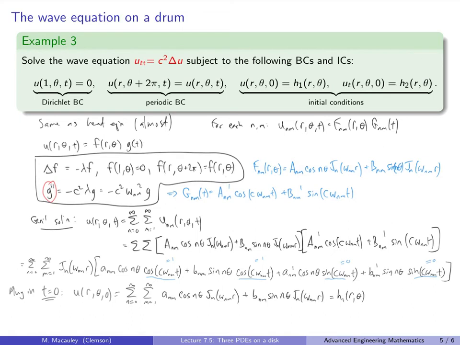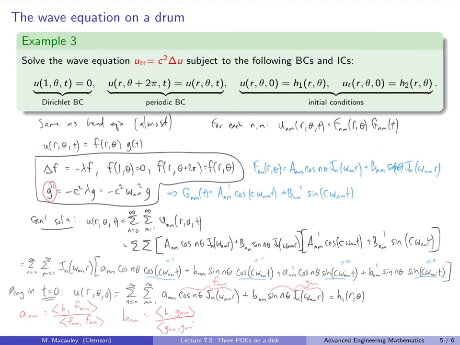If we do this, we know how to do this, just like we did in the previous slide. If I call this guy fnm and I call this guy gnm, then anm is just the projection of h1 onto fnm. So it's the inner product of h dot fnm over fnm norm squared, and bnm is just h dot gnm over gnm norm squared.